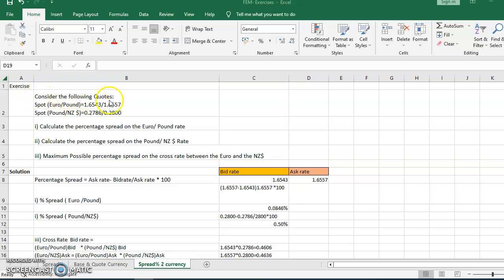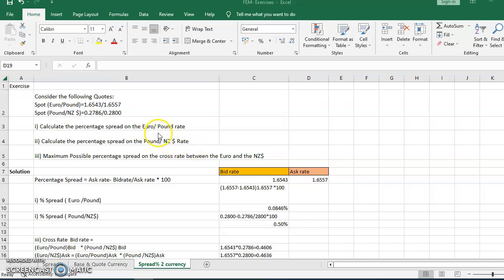Consider the following quotes. Spot of euro over pound is 1.6543 over 1.6557, and spot rate of pound over New Zealand dollar is equal to 0.2786 over 0.2800. Calculate the spread percentage on the euro pound rate. Calculate the spread percentage on the pound New Zealand dollar rate, and also determine the maximum possible percentage spread on the cross rate between the euro and the New Zealand dollar.